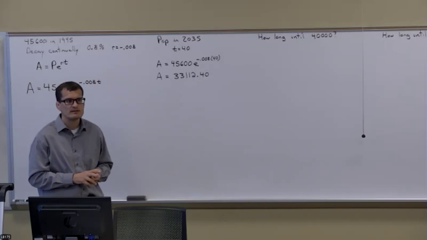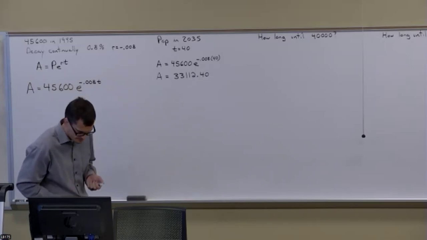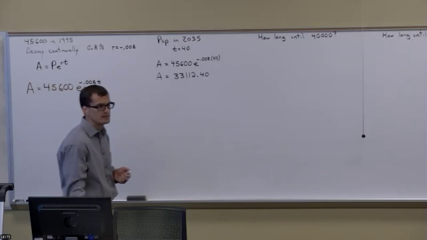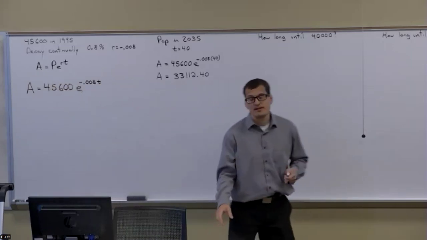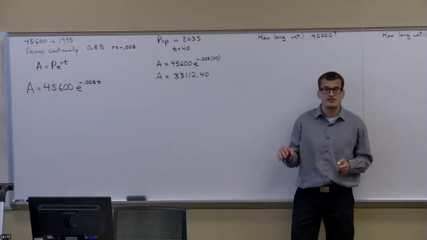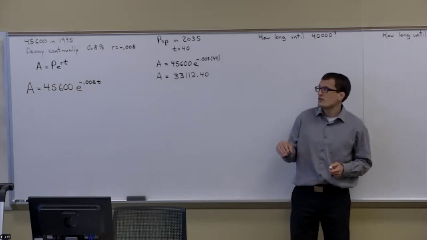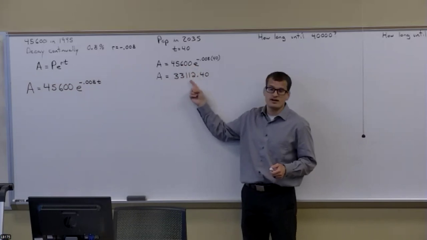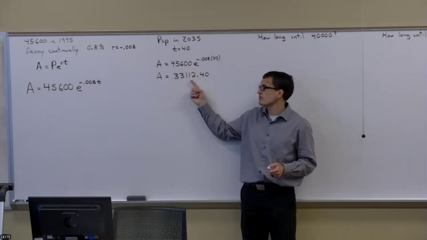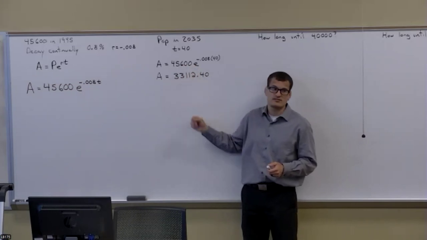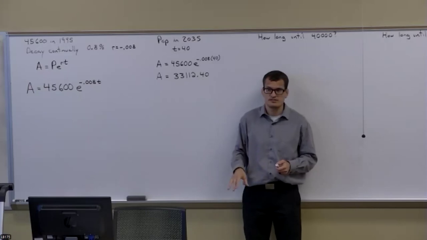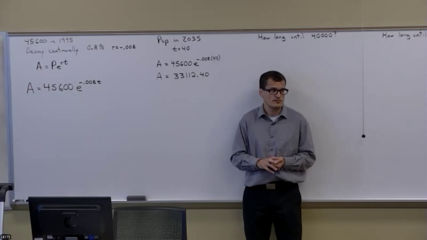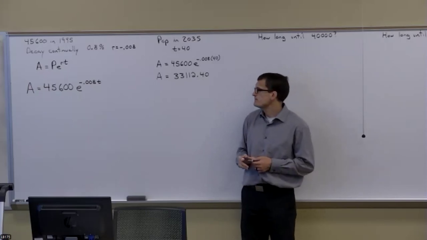Get the same thing I did. By the way, it is a decay. We went from 45,600 to 33,112. So we went down. That's a good sign that we're at least on the right track. We're on the decay track anyways. So there you go.